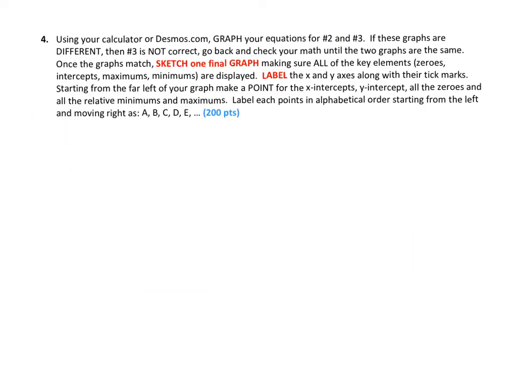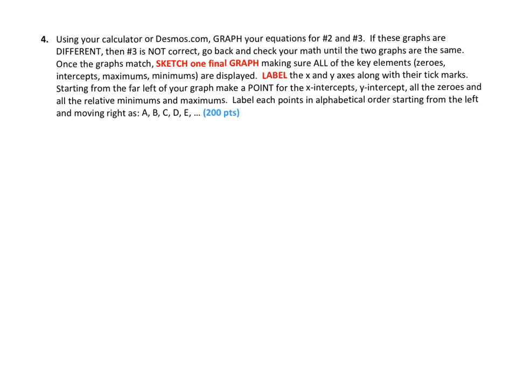Now, your next 200 points is going to be coming from making a graph of your polynomial. What you want to do is look at your equation, which was in factored format from number 2, compare that to your standard format in number 3. You want to actually sketch both of these equations on a graphing calculator. So use your graphing calculator. If you don't have access to that, go to Desmos.com.